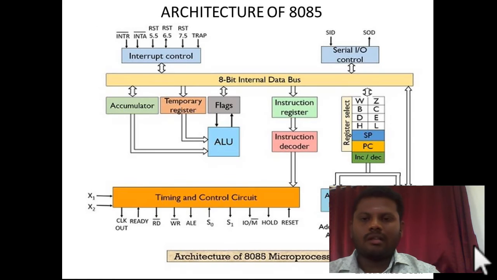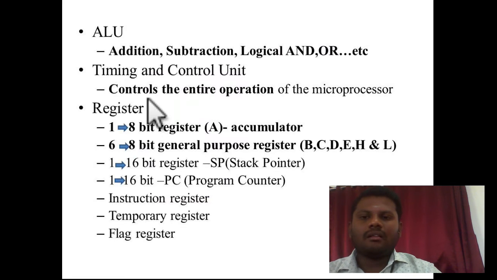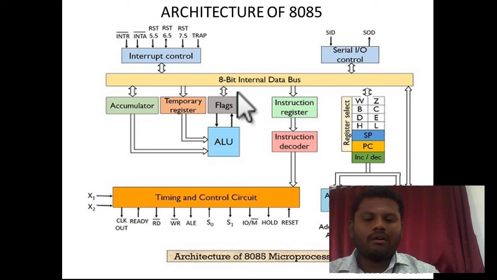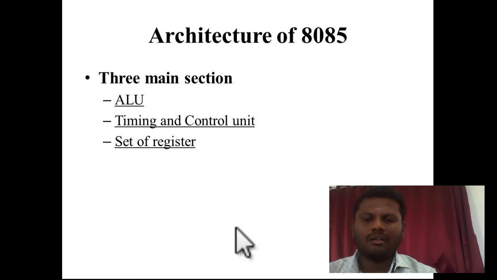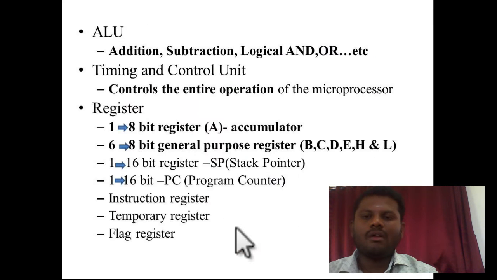The ALU is located in the center of the architecture. The second one is the timing and control unit. It has clock output, ready, read, write, ALE, serial input and serial output, S0 and S1, input/output mode, hold and reset. Whatever inputs we give, these controls govern the entire operation of the microprocessor.